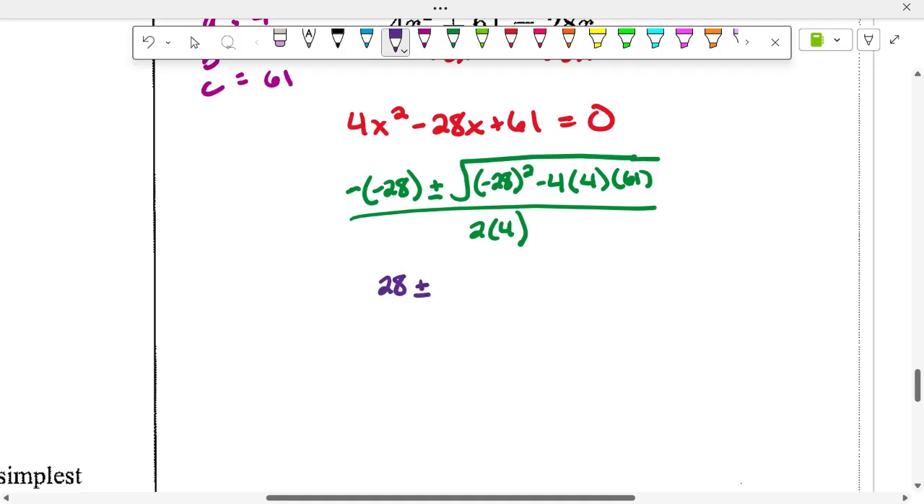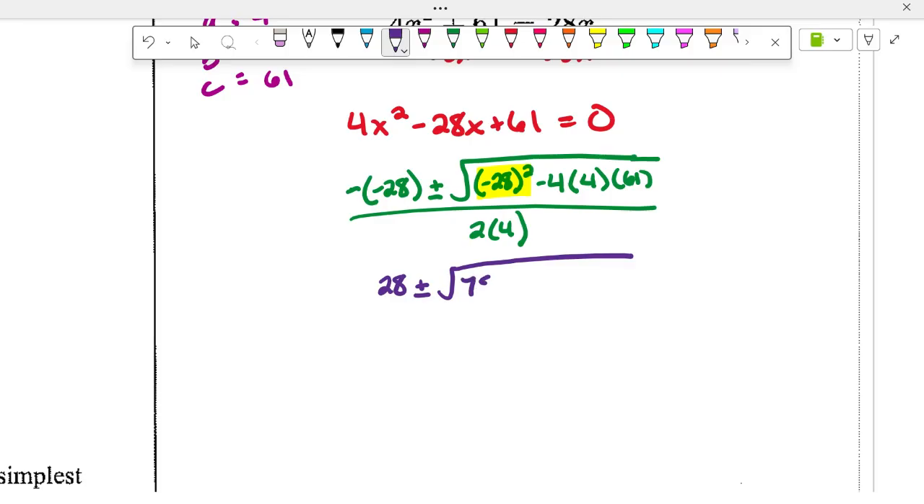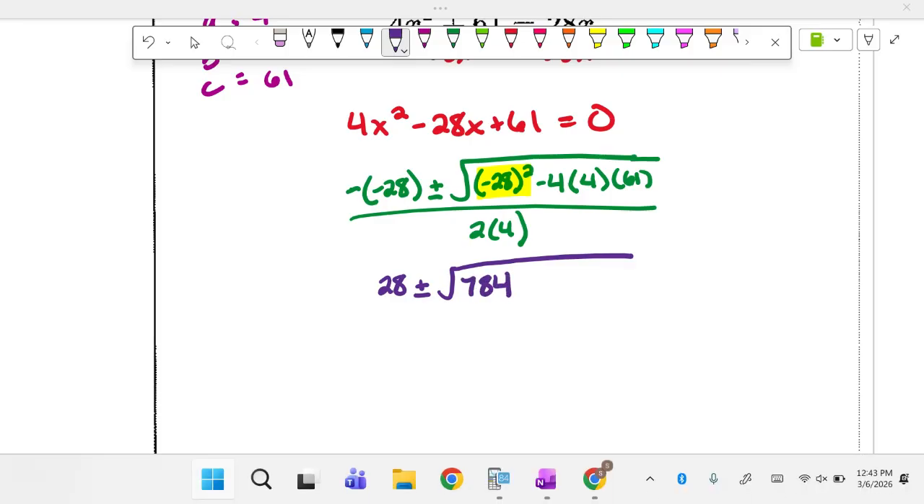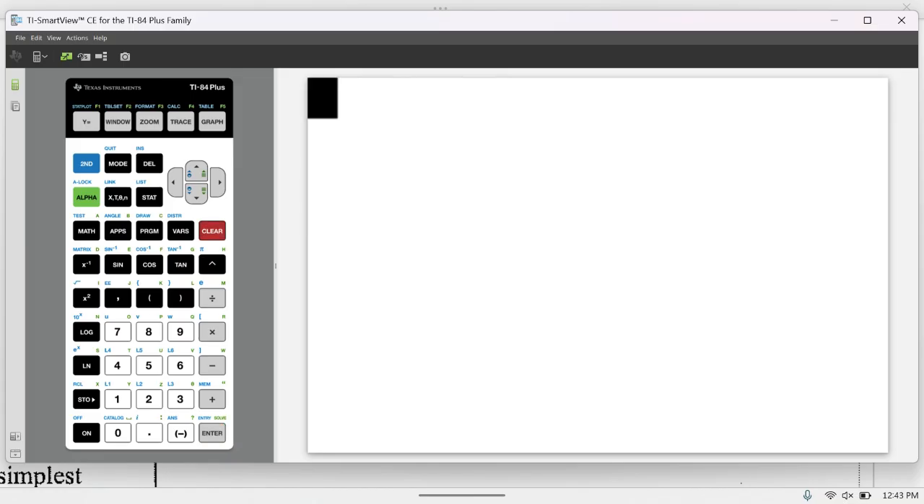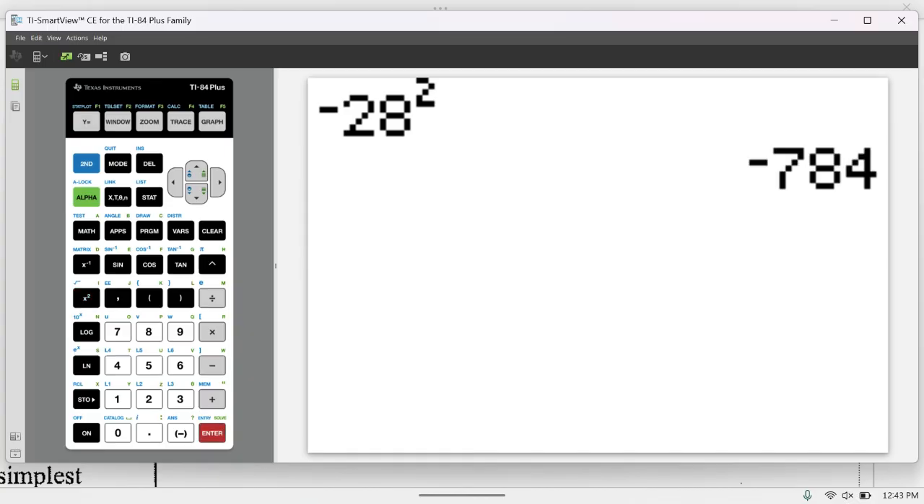Now, this is the misstep I saw a lot. What's negative 28 squared? Positive 784. So, here's how I know that a lot of people made this mistake. In your calculator, if you type in negative 28 squared, just like that, it's going to give you a negative 784. But that's because your calculator is reading it as 28 squared times negative 1.